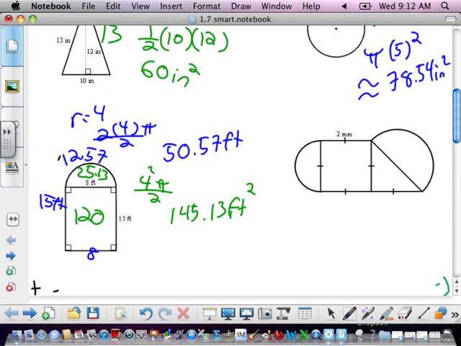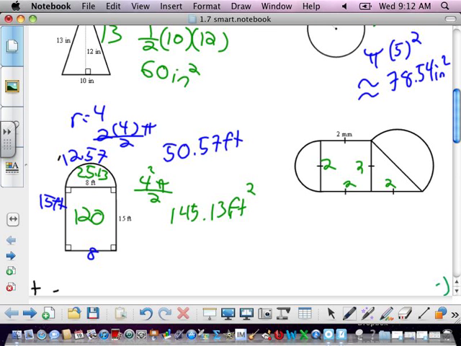Okay, you ready? The next one's a little crazy. What do these little lines mean again? It means they're all the what? Same length. So we know this is 2, this is 2, this is 2, and this is 2. So good so far? Okay.